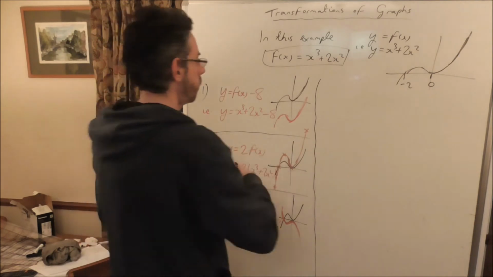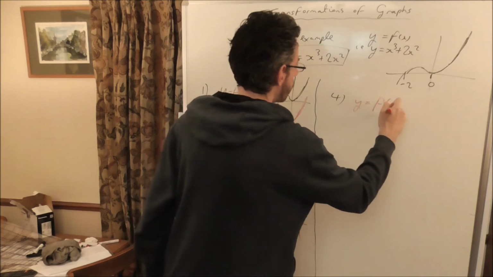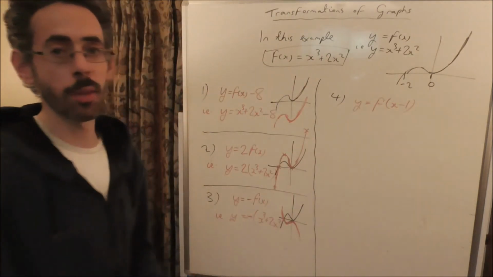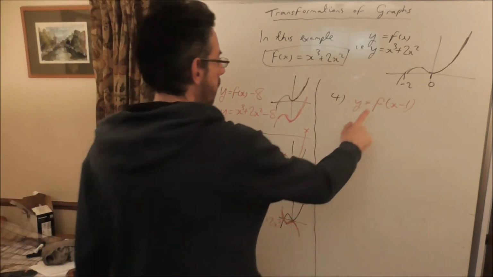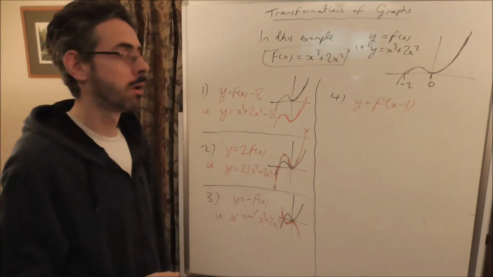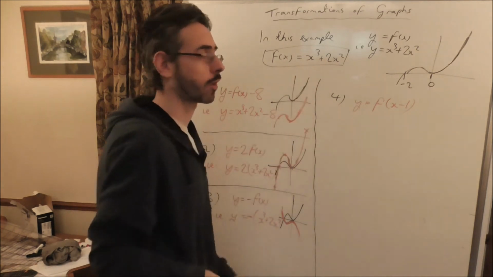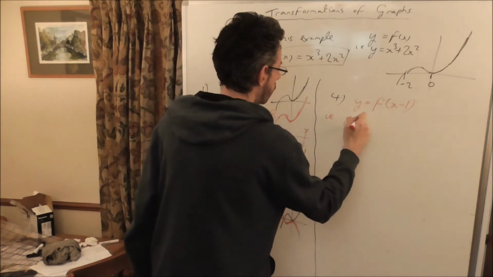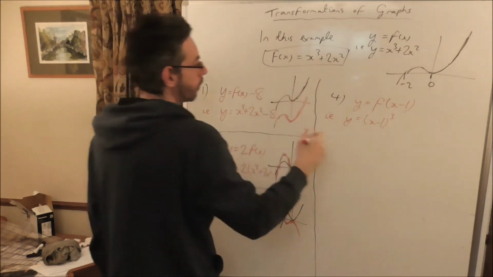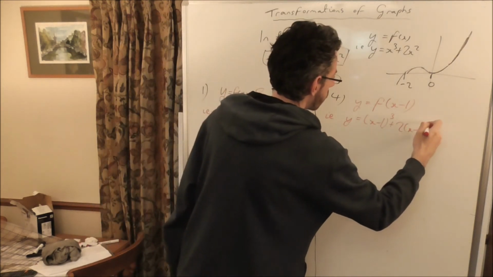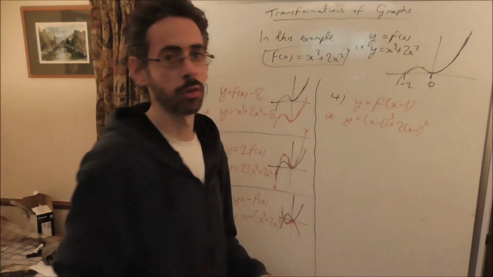Right, let's do a few over here. Number 4, let's do y equals f of x minus 1, with the x minus 1 inside the bracket. So let's try and sketch that graph. Again, we've got to think what this means. So f of x minus 1, when it's inside the bracket, just means f of x, but with all the x's replaced with x minus 1's. So instead of x cubed, I need to write x minus 1 cubed. Instead of 2x squared, I need to write 2 times x minus 1 squared. So it's just the original expression, but with all the x's replaced with x minus 1's.